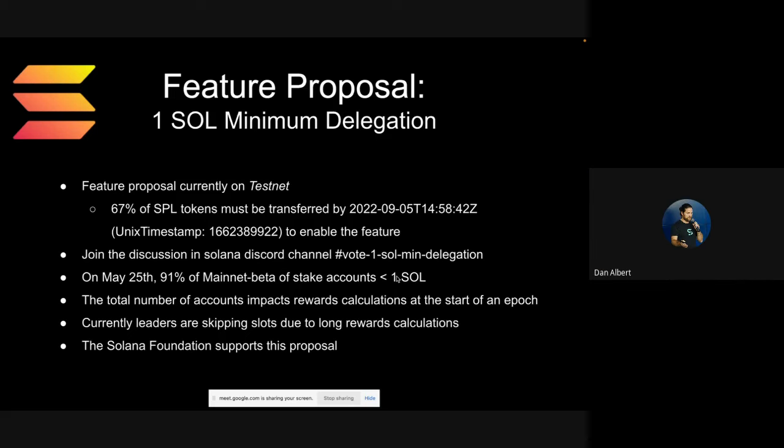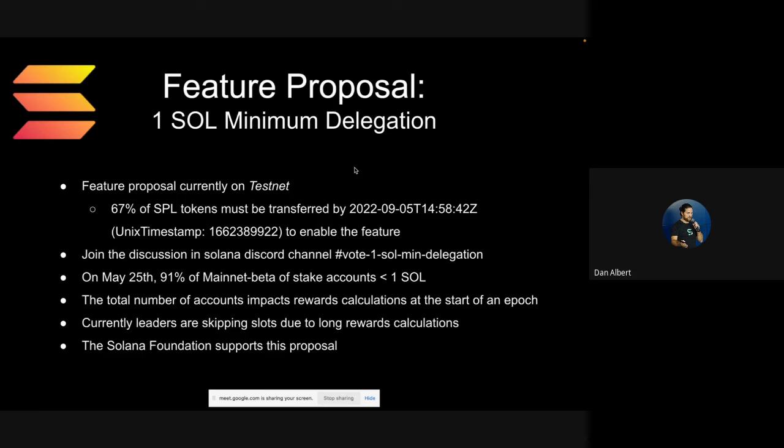I just want to make a quick clarifying remark. One, I think there's a correction in the chat. It wasn't 91%. It sounds like it was 67%. Brooks had, so there were some errors in the original reporting. And the proposal at this time is a delegation amount minimum. It's not actually a stake account balance minimum. So if this proposal passes, you can still create a stake account.